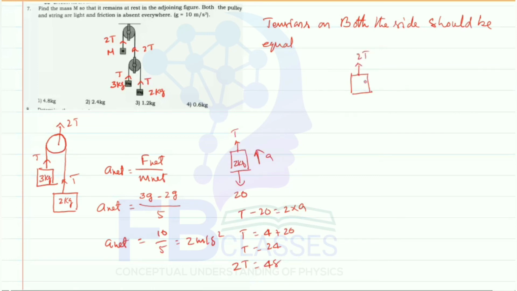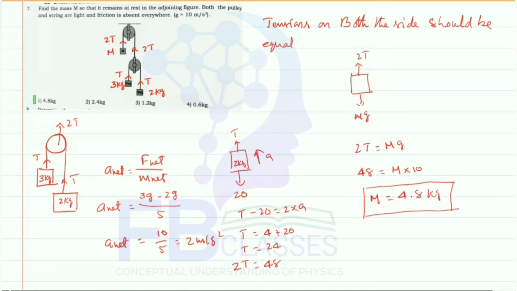So I am going to draw the capital M block free body diagram. So upward is 2T, downward is mg. Yes or no? So the equation becomes 2T is equal to mg. Yes or no? Because it is in equilibrium, there is no acceleration. So 2T is equal to mg. So 2T is equal to 48, that is equal to m into 10. So now M is equal to 48 by 10, that is equal to 4.8 kg. Are you getting my point? So capital M becomes 4.8 kg. Our first option is the correct option. Hope you understand, students.